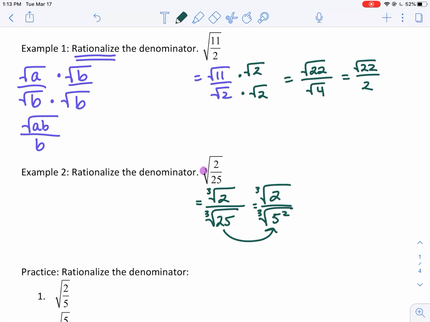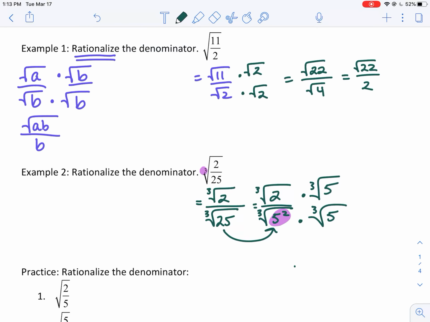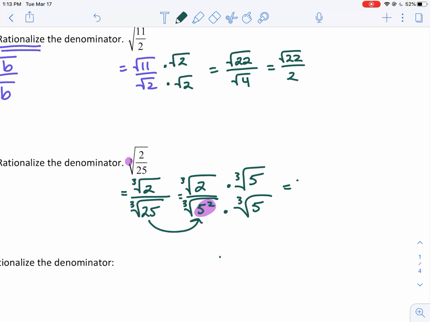Now I'm going to multiply the top and the bottom by the cubed root of, because this is 5 squared, I need one more 5 to make it 5 cubed, all right? So that way the exponent is the same as the index. So I'm going to multiply by the cubed root of 5. So when I do this, I now have the cubed root of 2 times 5 is 10 over the cubed root of 5 squared times 5 is 5 to the third power.